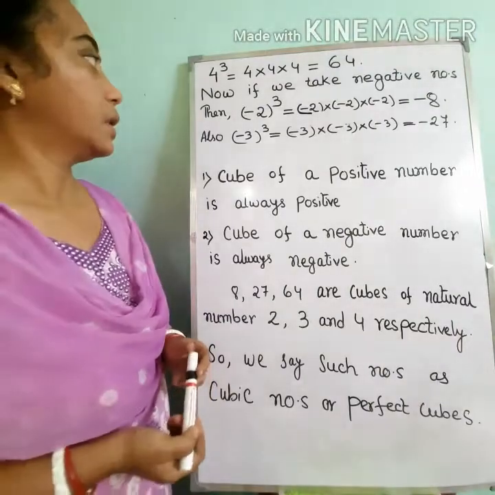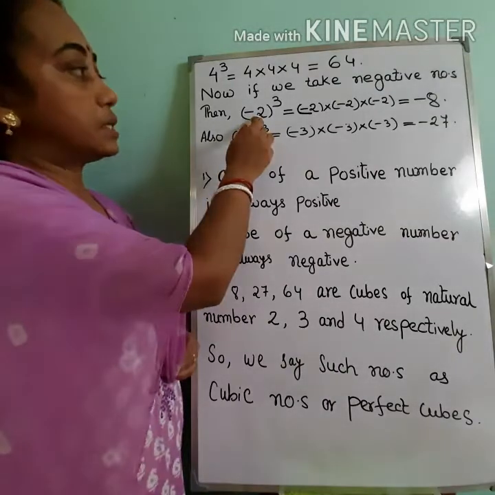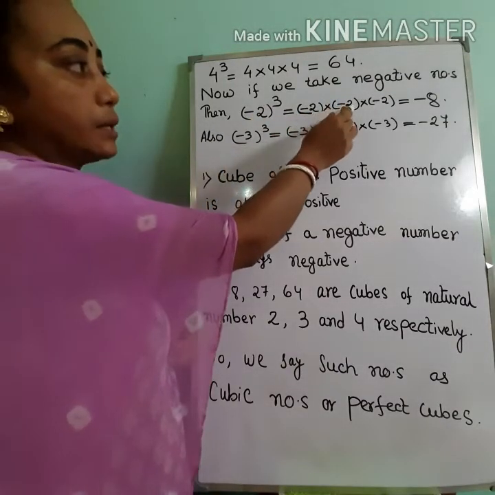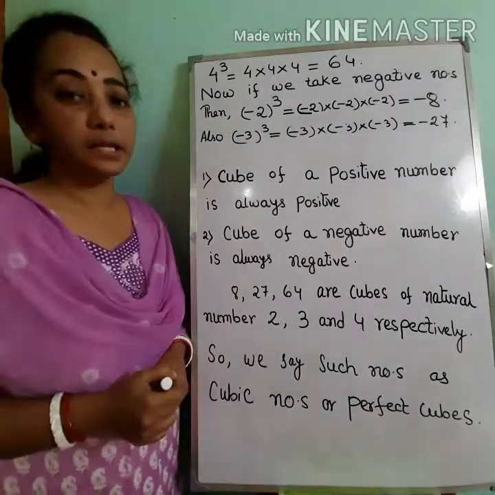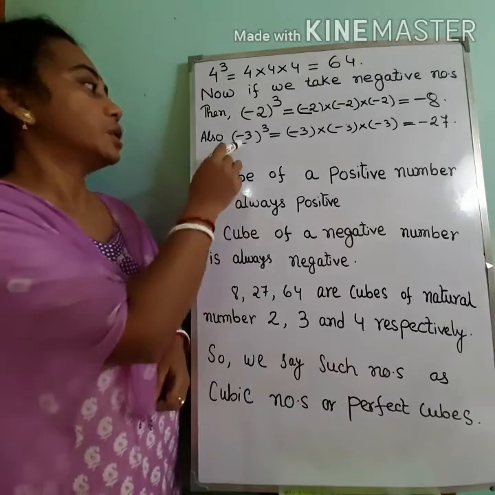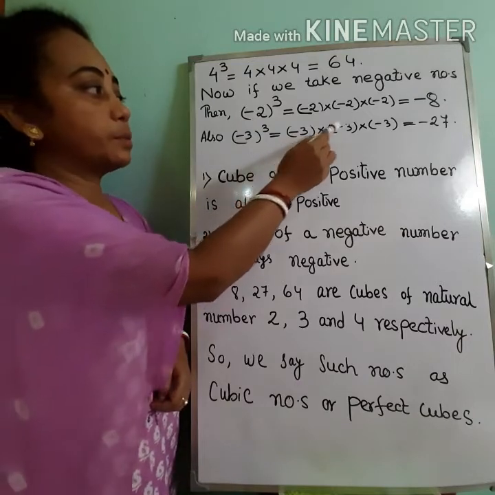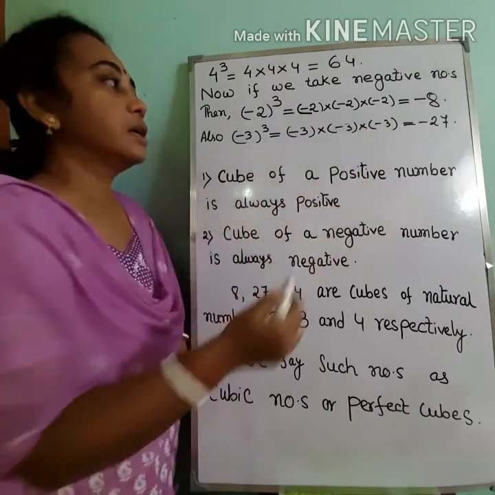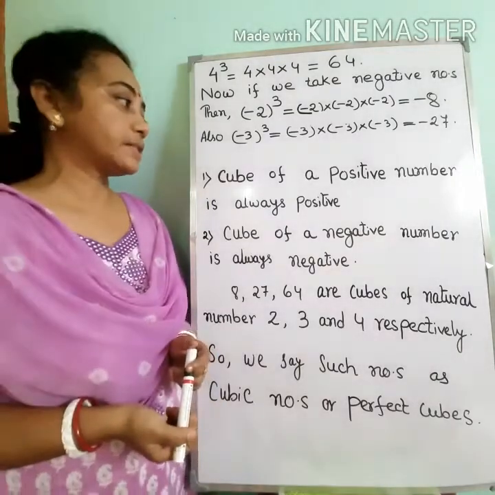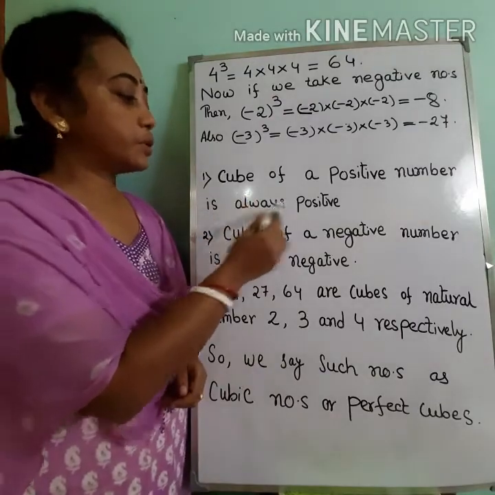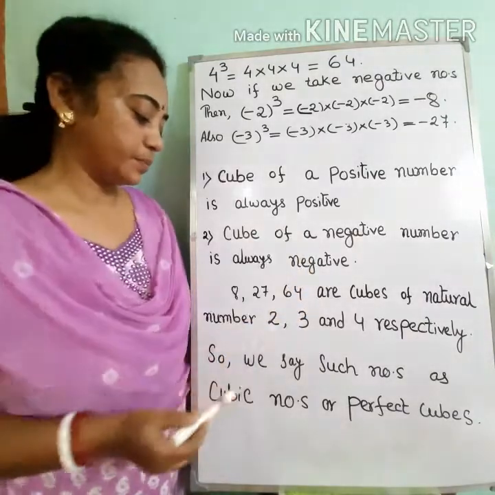then what will happen? For example, the cube of minus 2, that means minus 2 to the power 3, is equal to minus 2 multiplied by minus 2 multiplied by minus 2. That comes to minus 8. That means we are getting a negative number. Also, the cube of minus 3, that means minus 3 to the power 3, is equal to minus 3 multiplied by minus 3 multiplied by minus 3. That comes to minus 27. So, from these examples, we can say that the cube of a positive number is always positive and the cube of a negative number is always negative.